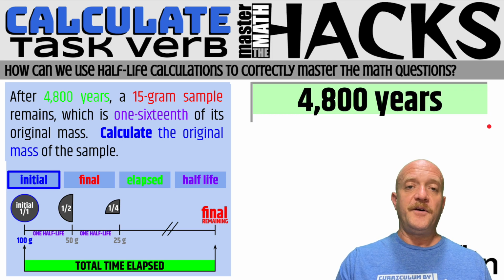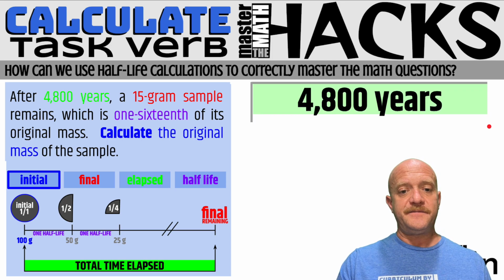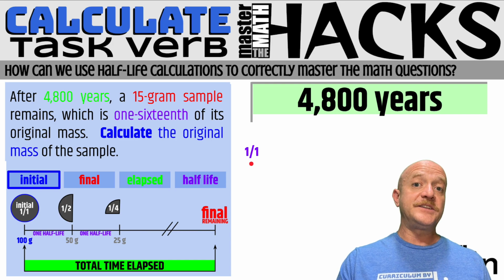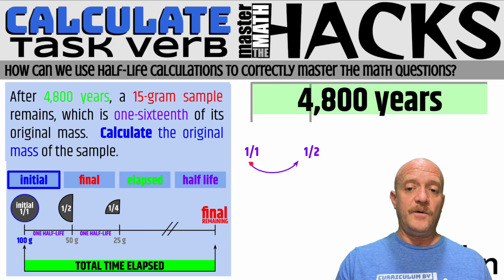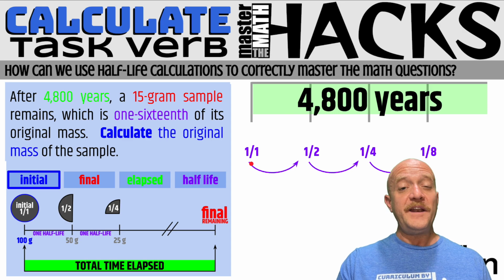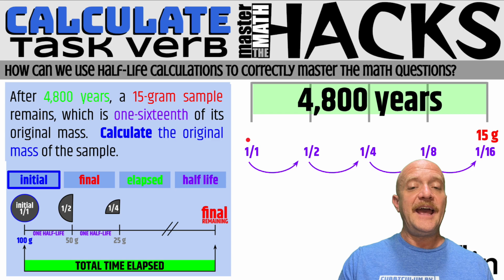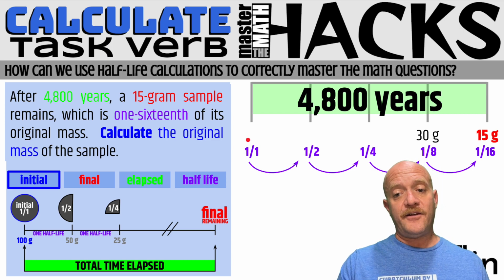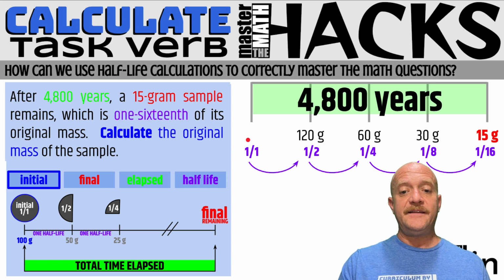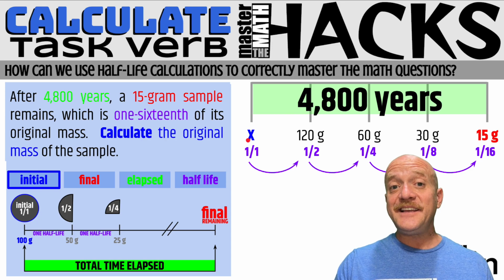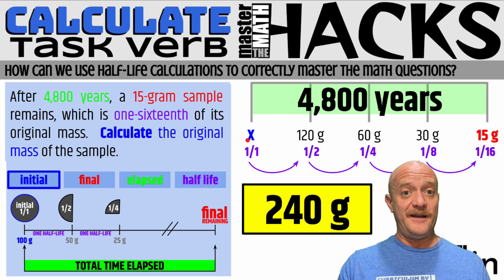So this one, the whole thing took 4,800 years. I don't actually have the original value, so I can't start with that. I'm going to have to work my way around it. So I start with 1 over 1, then I go 1/2, 1/4, 1/8, and then 1/16, which is where I want to be. And I know that that mass is 15 grams. Now I have to go in reverse and I have to start doubling. So I go 15, 30, 60, 120, and X. X is equal to 240 grams.